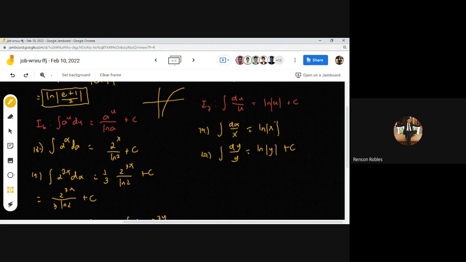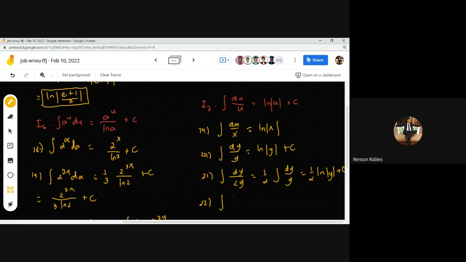Kailan po tatanggalin yung absolute value? If it's already a number, say ln 2, you may not put an absolute value. Or what if there is a constant in front, say dy over 2y? So as simple as you just throw this out, 1/2 integral of dy over y. So that's 1/2 ln of y plus c.